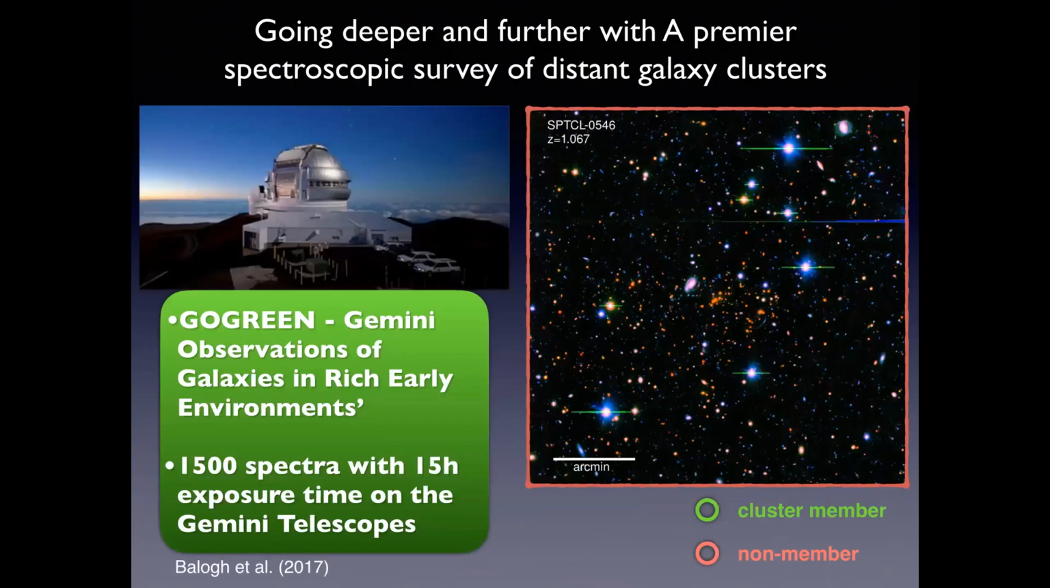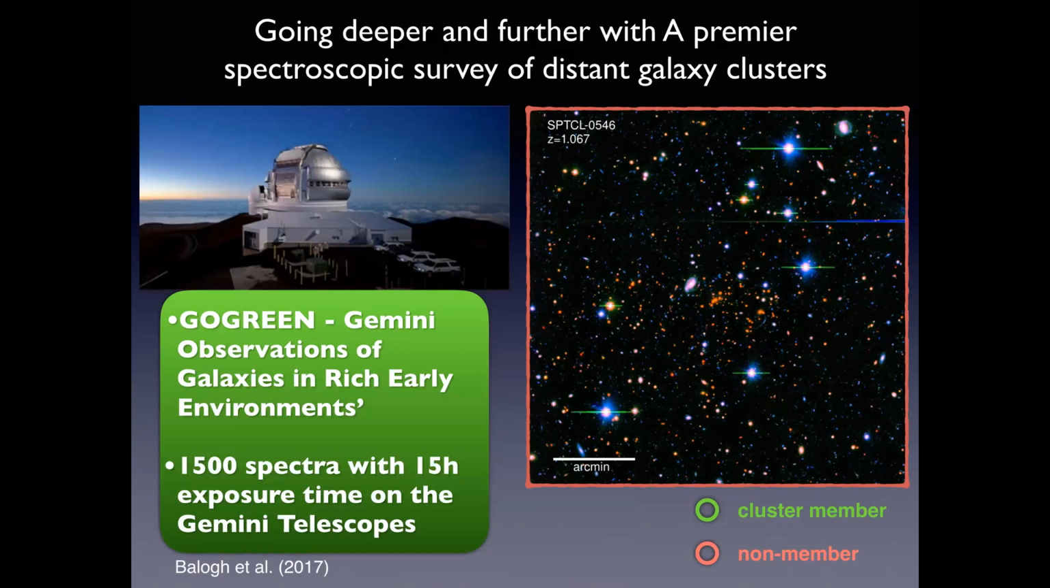In the meantime, though, we can do lots of great stuff with telescopes we have. This is an image of the Gemini North Telescope on Mauna Kea on the island of Hawaii. I have just been part for the past 5 years of a big program called GOGREEN, Gemini Observations of Galaxies in Rich Early Environments. And we are trying to study the most distant clusters that exist to figure out how galaxies in dense environments, where they're packed closely together, differ from galaxies in the present day.